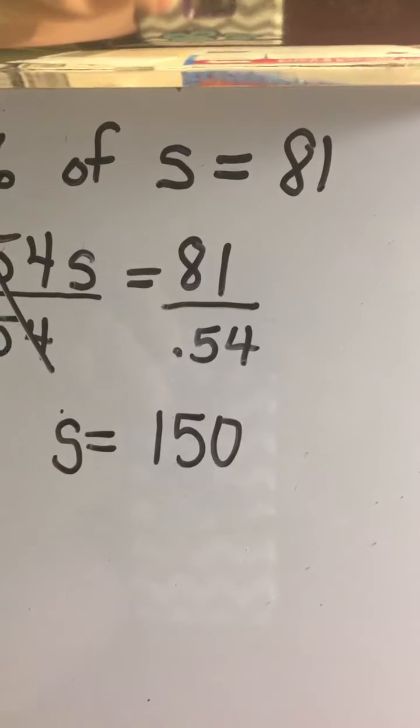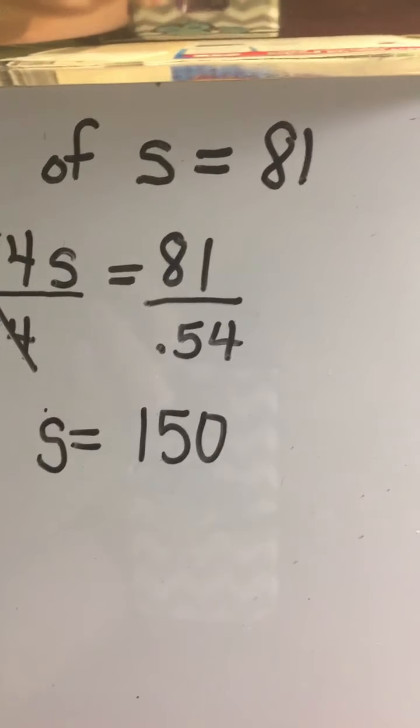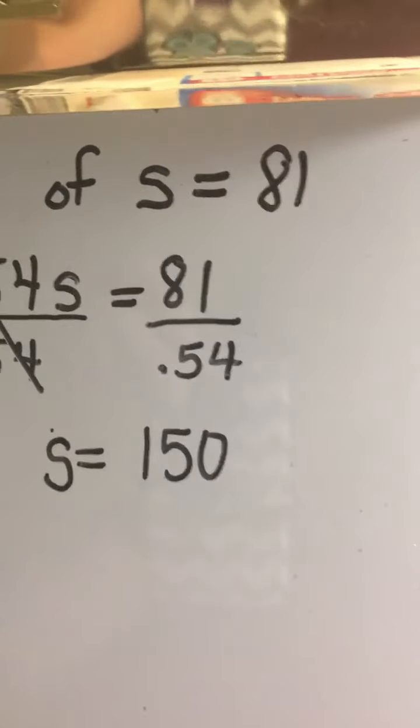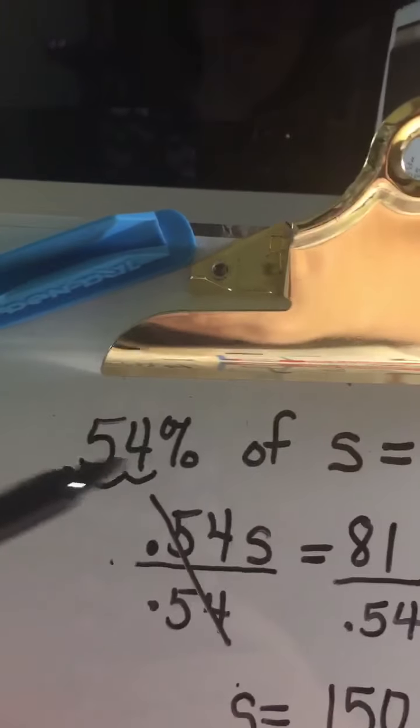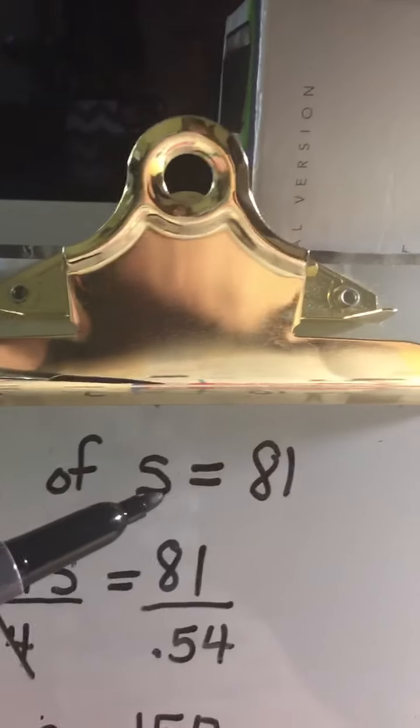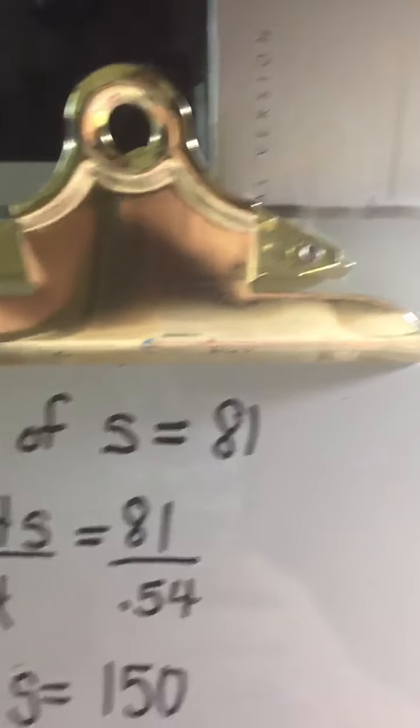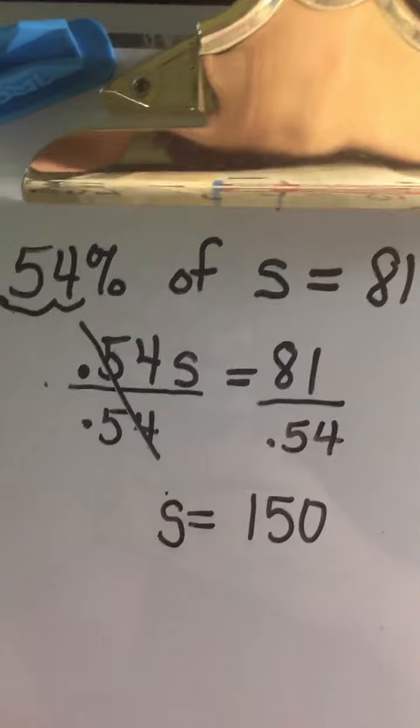81 divided by 0.54. So the total number of seats was 150. So 54% of 150 equals 81. And you solved that mystery, that problem.